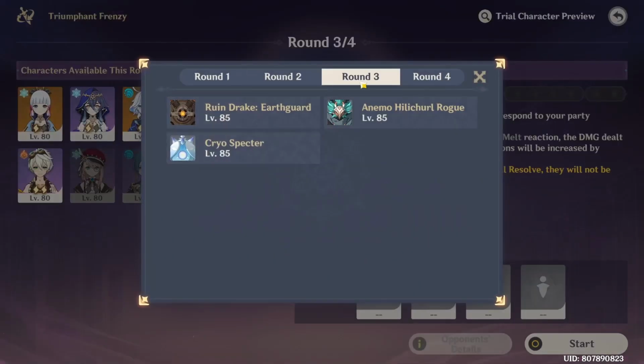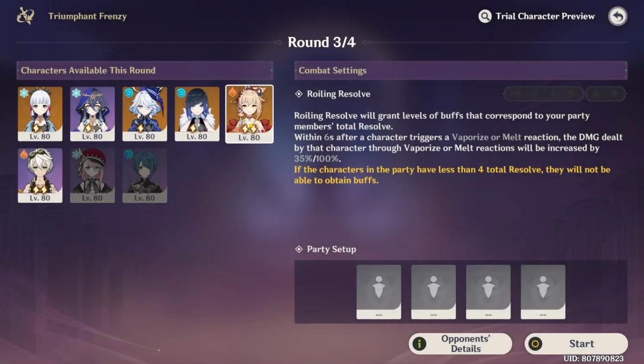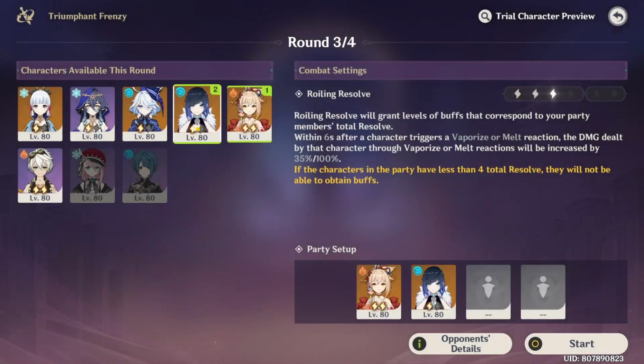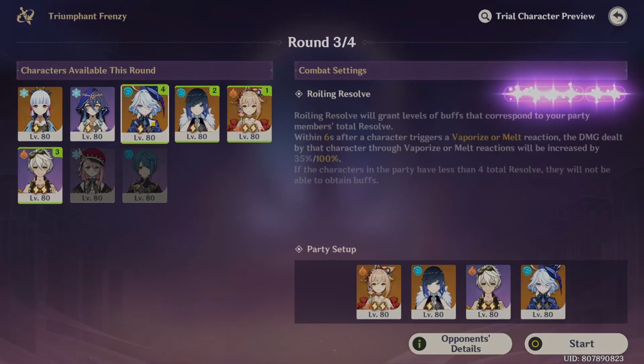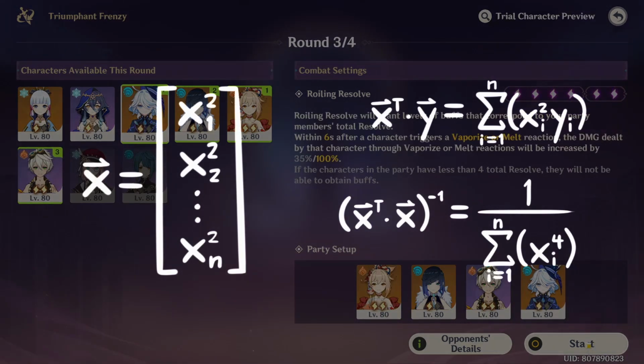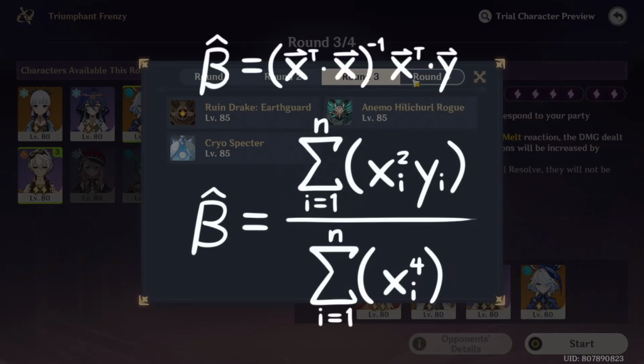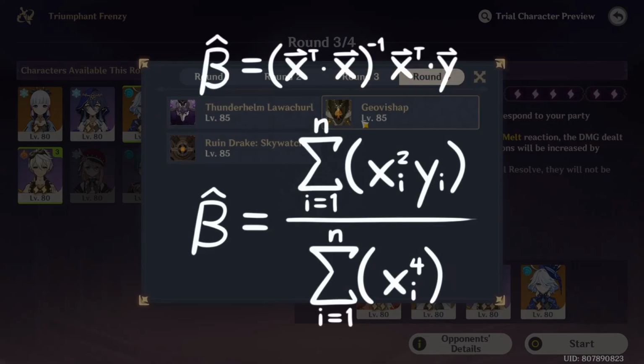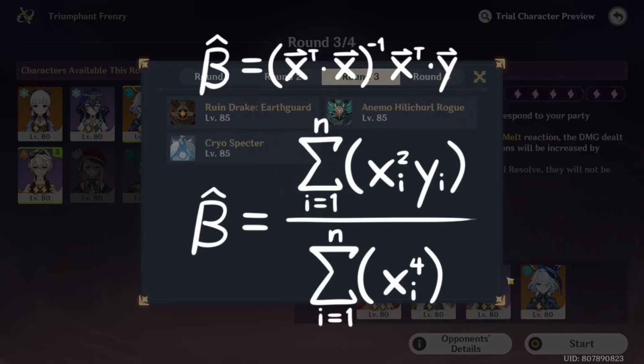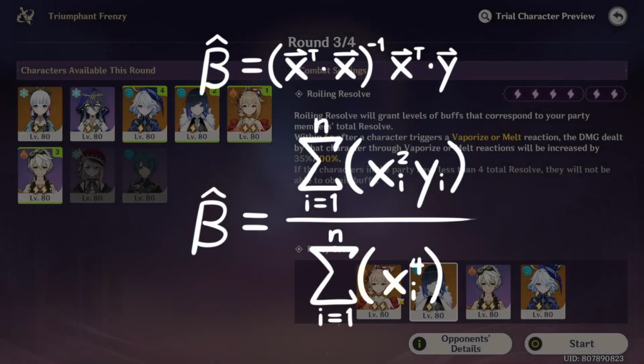Our equation for beta hat does change since our input variable is now x squared. This means that our x vector is now equal to this. From here, it is implied that beta hat can be calculated as the following. Beta hat is equal to the summation of x sub i squared times y sub i, divided by the summation of x sub i to the 4th power.